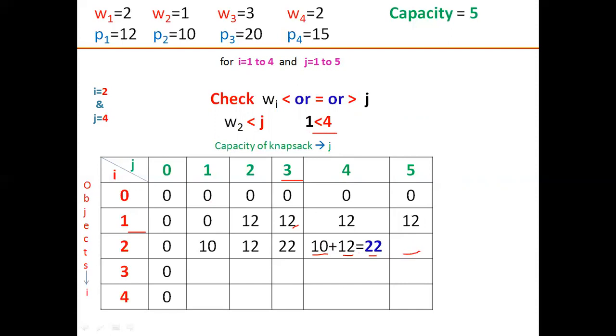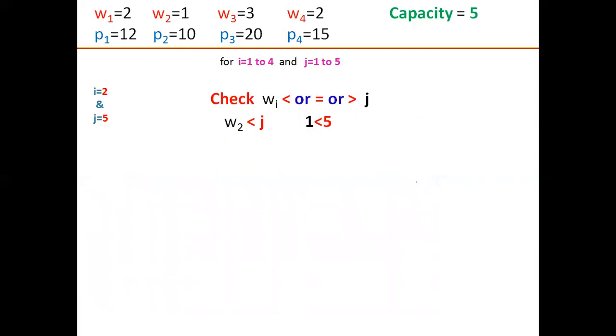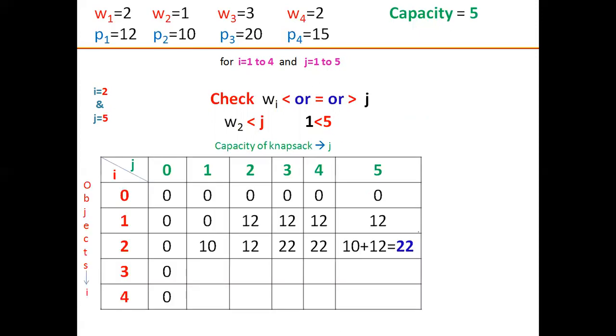cell. So now here W2 and capacity 5. What is W2? W2 is 1, capacity 5. So 1 is less than 5, I can add this object. By adding this object, I will be earning the profit P2, that is 10, plus remaining capacity 5 minus 1. 5 minus 1 is 4.